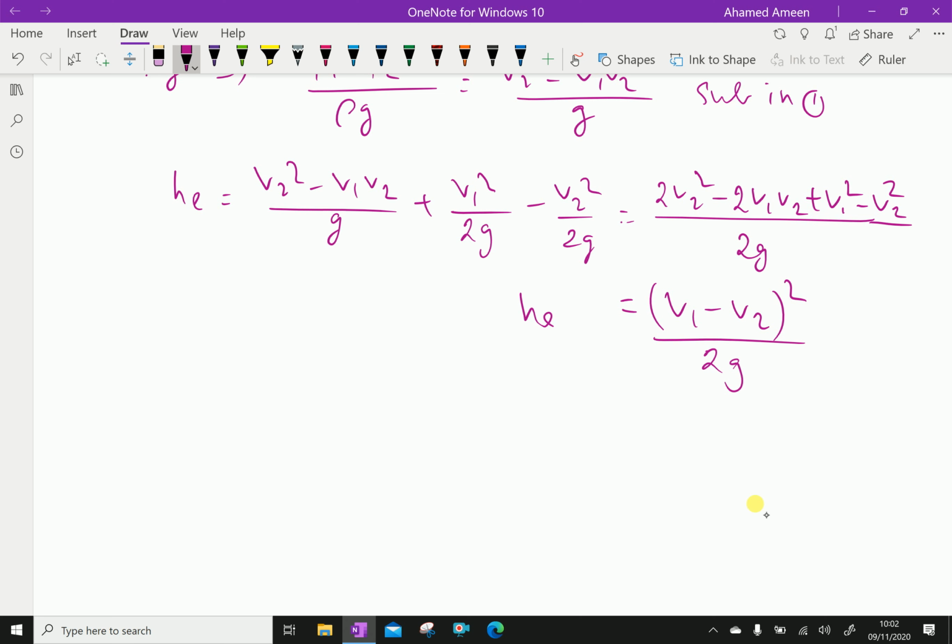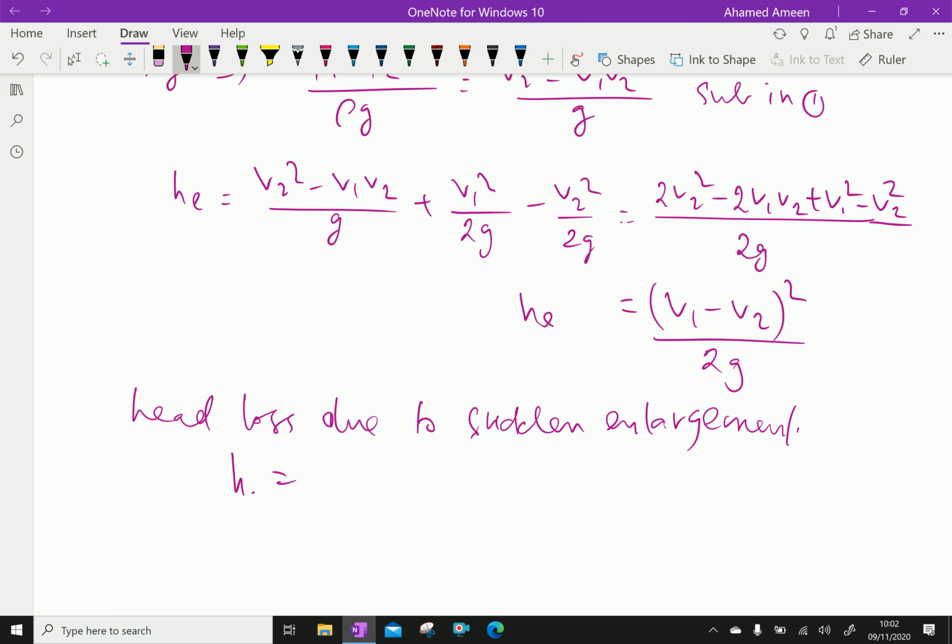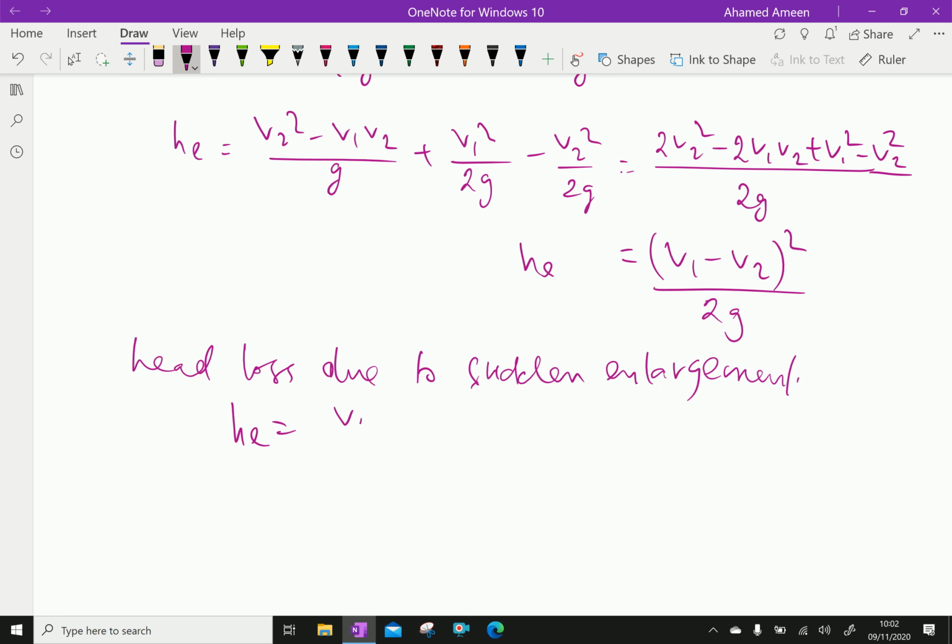Therefore, the head loss due to sudden enlargement of the pipe, HE, equals (V1 minus V2) whole squared by 2g.